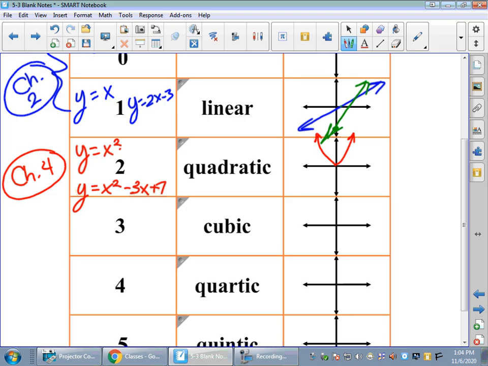So these all look the same. You can have a parabola looking upside down and shifted. It could be skinny, it could be wide, all sorts of different parabolas.